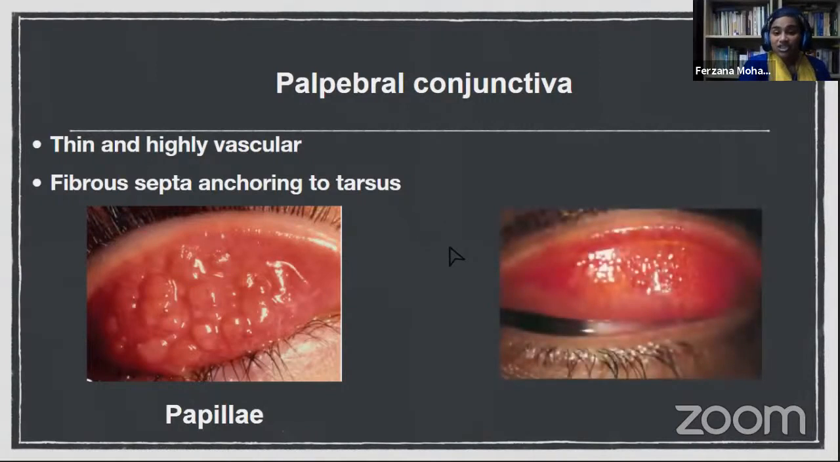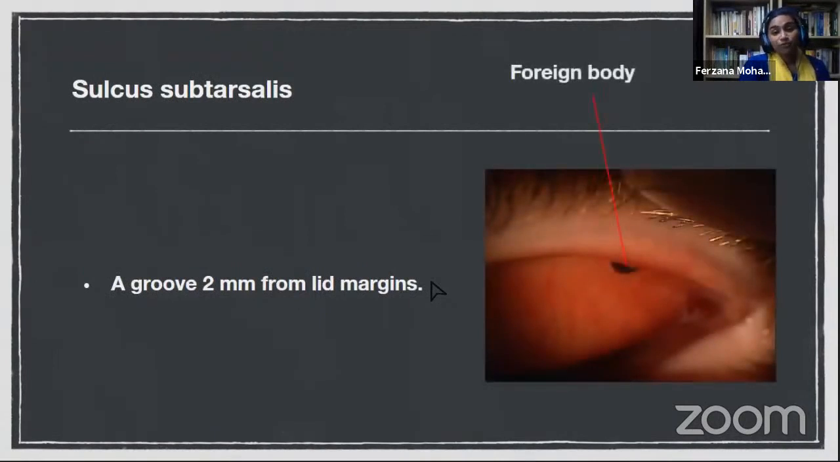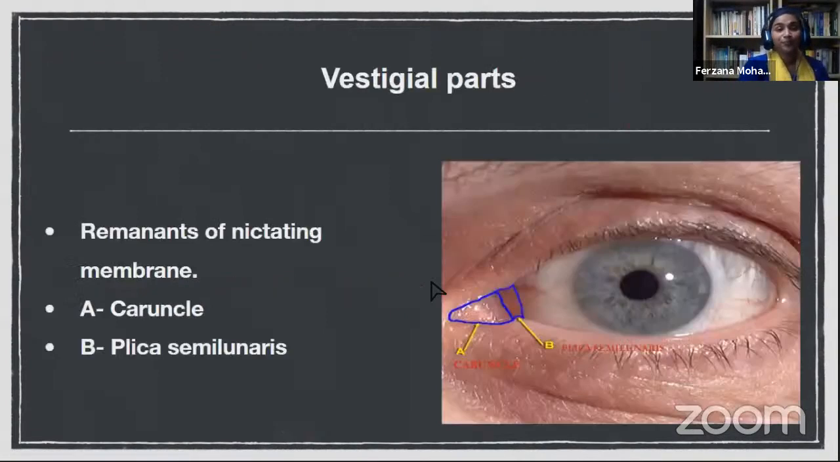Another condition is follicles, which are discrete nodules. They're red at the top, pale at the bottom, and they're characteristically seen in viral conjunctivitis, but can be seen in bacterial conjunctivitis also. The sulcus subtarsalis is a groove 2 mm from the lid margin, and it is the most common site of lodgement of a foreign body. So always evert the upper lid conjunctiva before saying there's no foreign body.